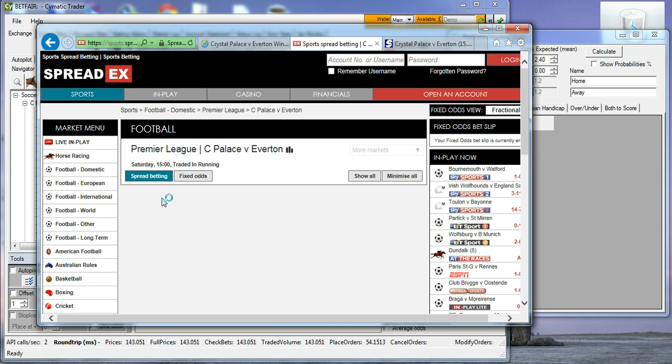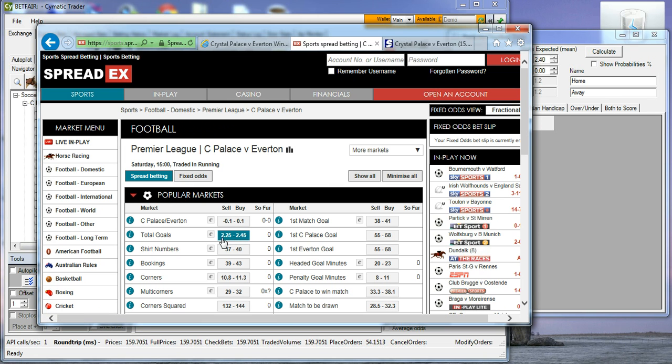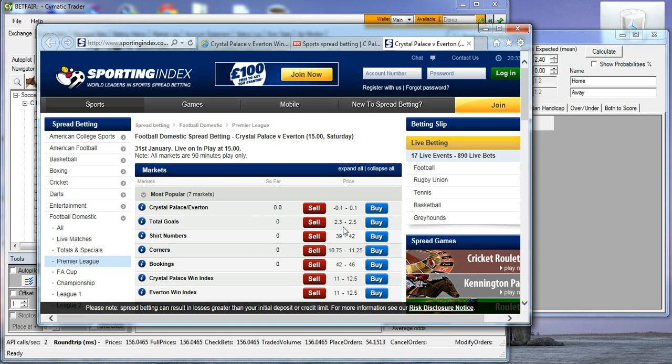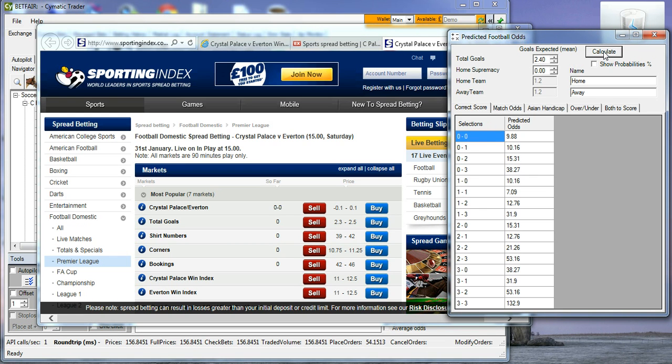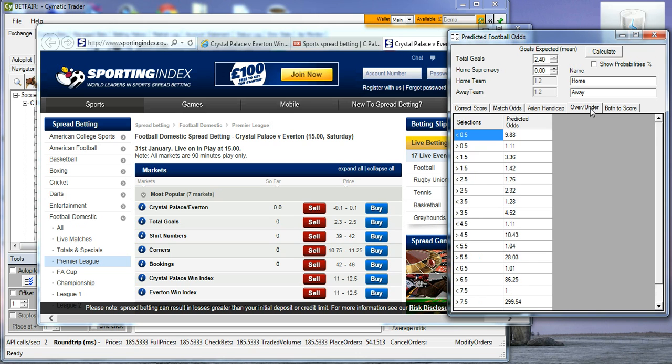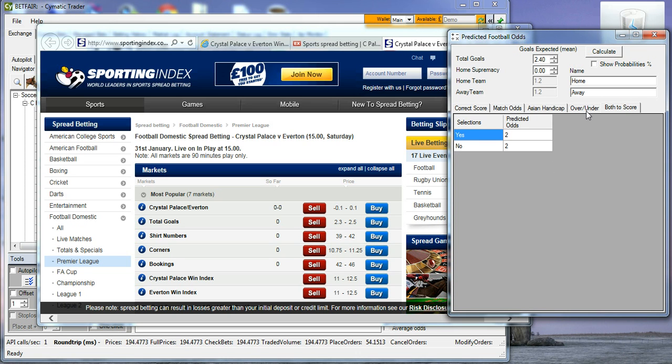Right, so let's go back to where we were. Crystal Palace versus Everton, and we've got our values. We've got 0 and 2.4. So we've put those values in. Then all we do is hit calculate, and it works out loads of different market prices automatically based on some mathematical formulae.